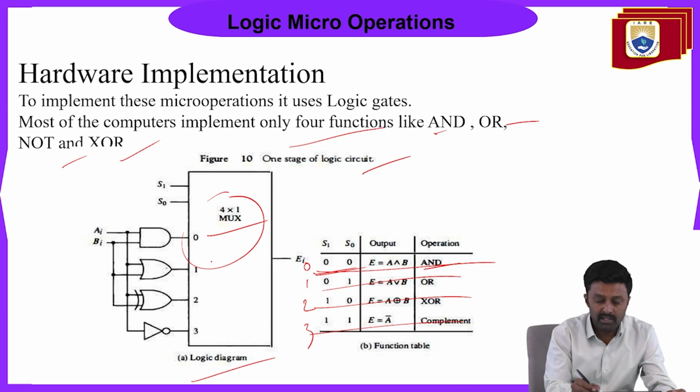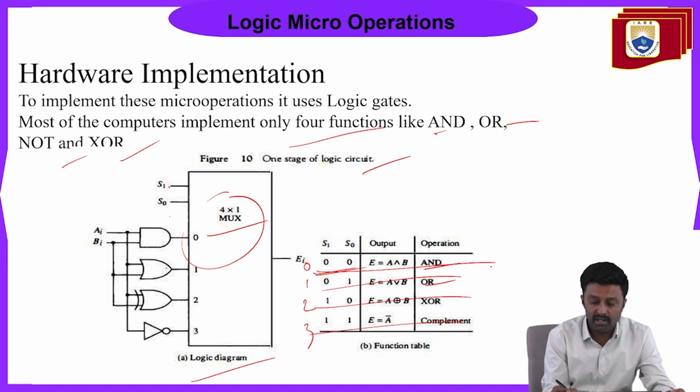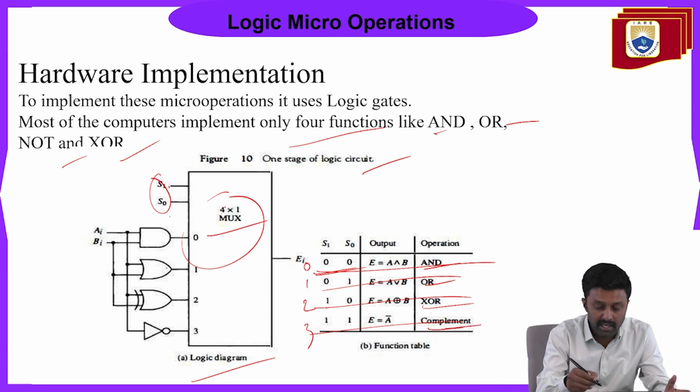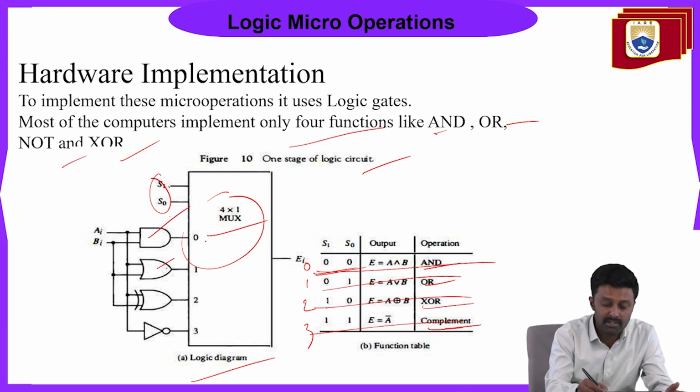Then if the select lines are 0 1, then this circuit will perform the OR operation. Then if the inputs are 1 0, that is 2, the XOR operation is performed, and if both select lines are 1, it will perform the complement operation. So this diagram shows that with the help of select lines, the multiplexer is used to perform the 4 operations like AND, OR, XOR, and the complement.